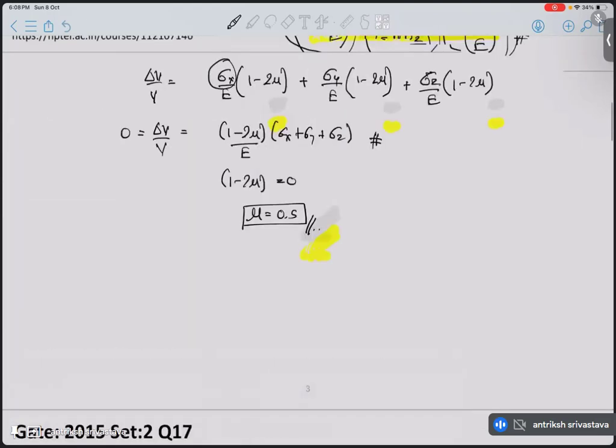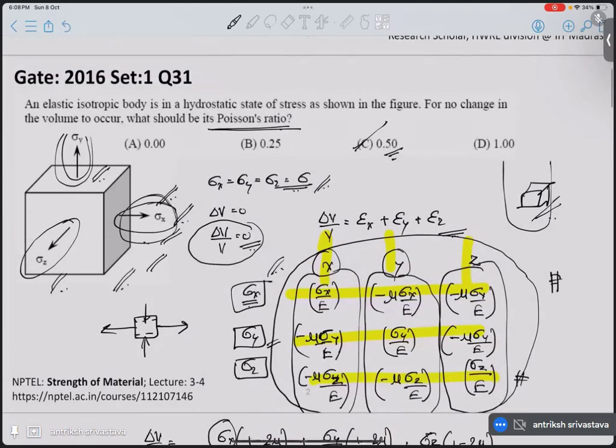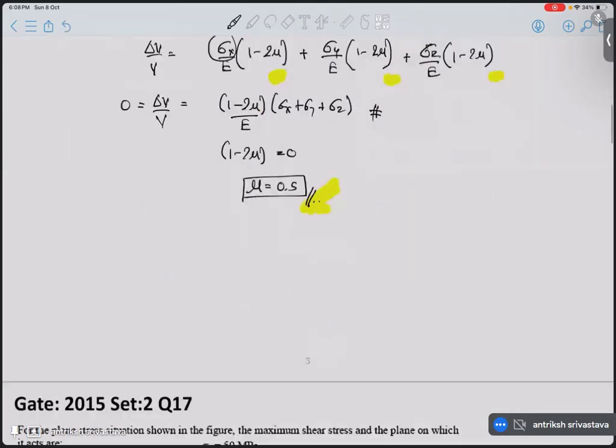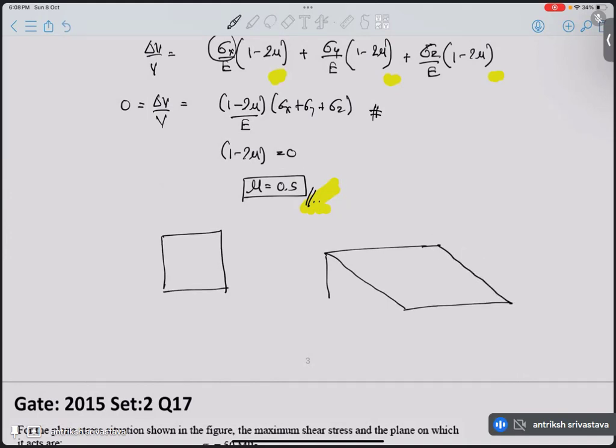Is there any doubt in this question? Sir, can you please discuss isotropic? So, what is isotropic? Let's say we have. Okay, let's ask. How can you define isotropy, Shailene? What do you think? How should we define isotropy?